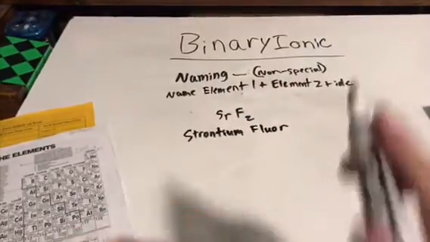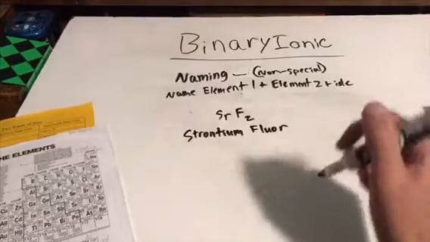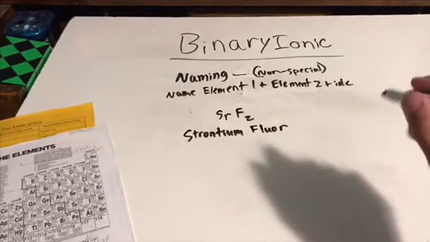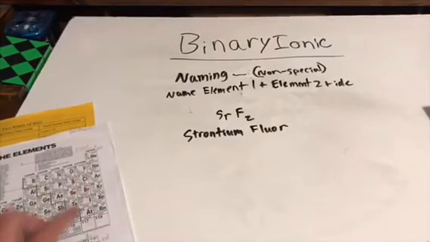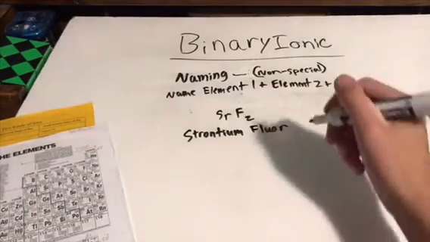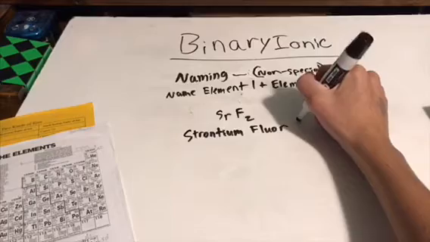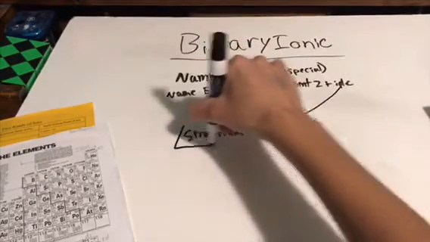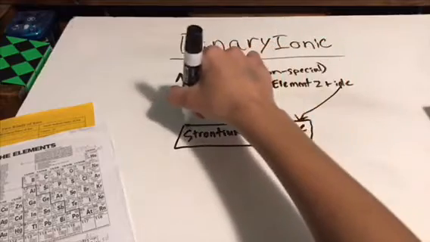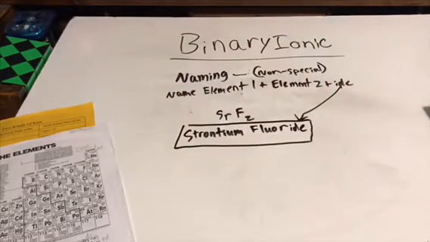Now here's where it differs a little bit, and you have to include the "ide." You would chop off the end of the element. So for fluorine, you get rid of the "ene," and you would add the "ide." And then that is the name of your compound, strontium fluoride. Pretty simple, pretty straightforward. I want to give you one more quick example.